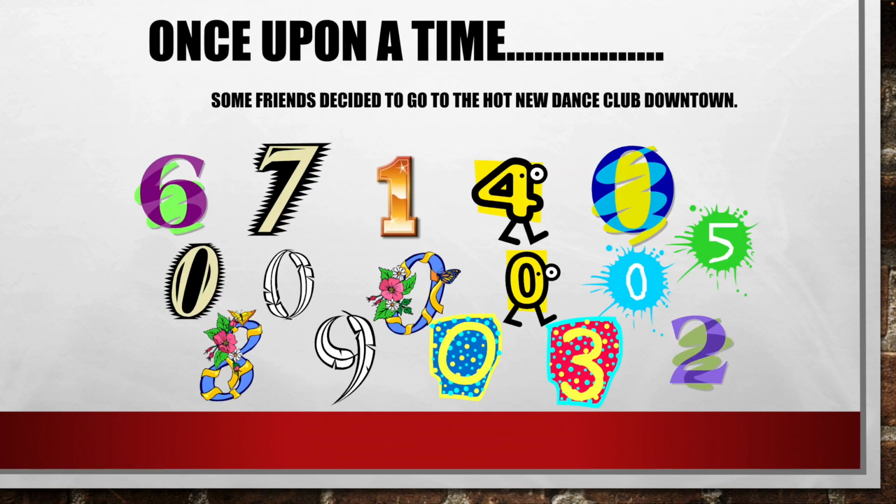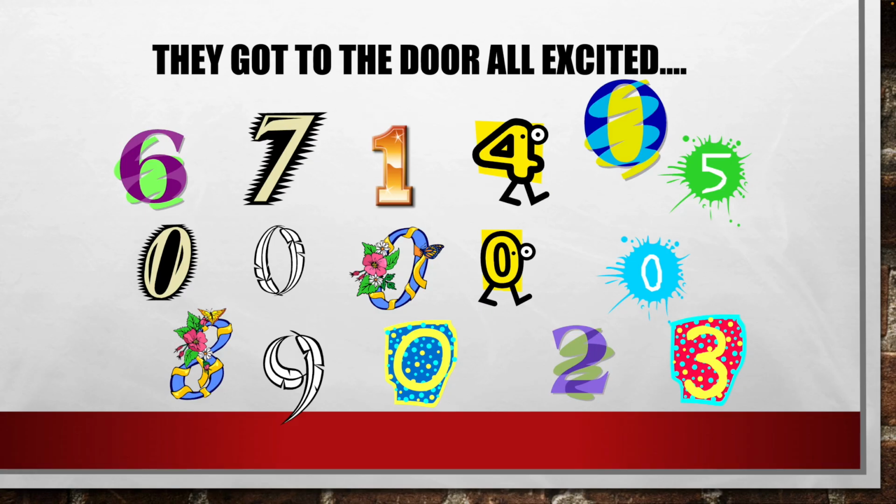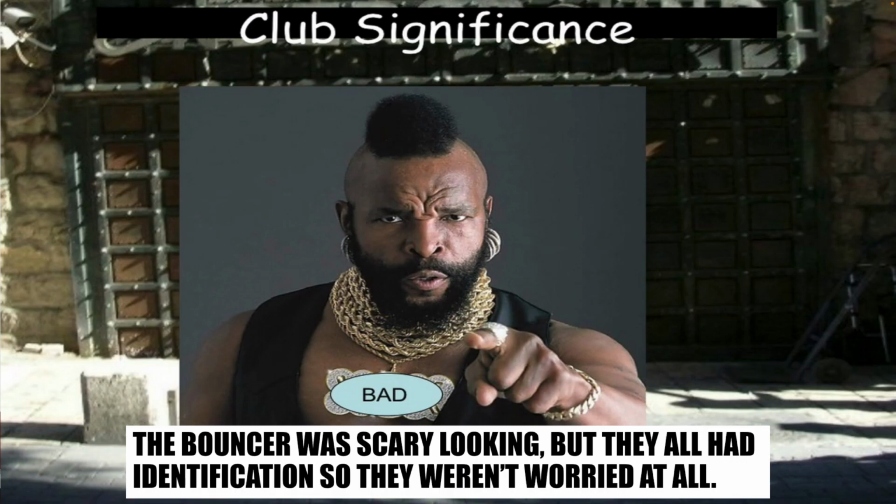And I'm going to start with a silly little story, but hopefully it will help you remember all the significant figure rules. So once upon a time, some friends decided to go to a hot new dance club downtown. So these are all of our friends. And it's called Club Significance. And Club Significance only allows significant members in. So they're all excited, they're dancing around, they're really happy, and they meet this scary looking bouncer, but they thought, we all have ID, we're good, we'll be able to get in.